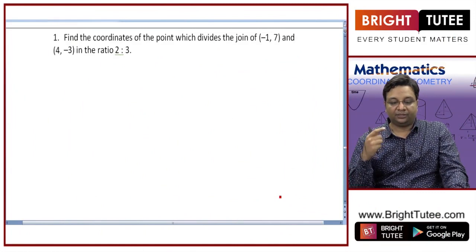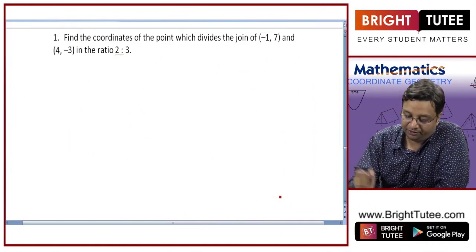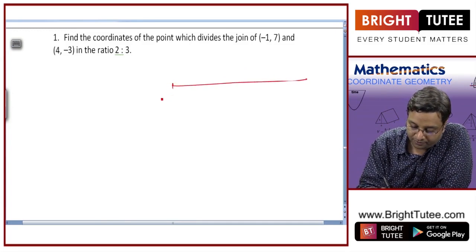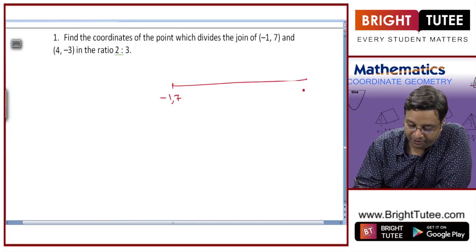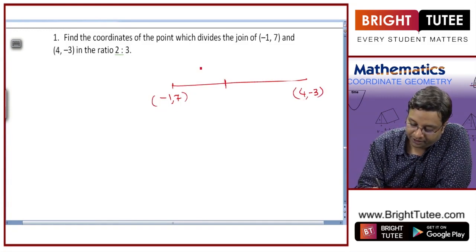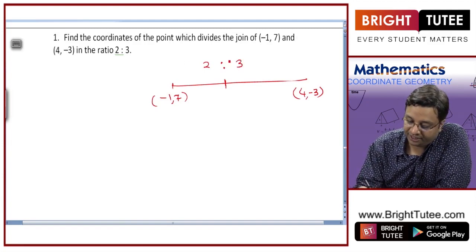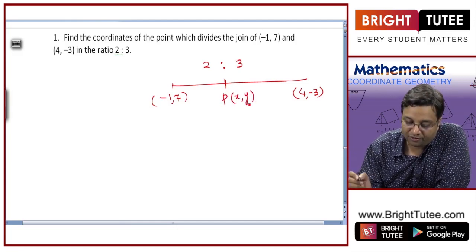Okay, let's look at this question. Find the coordinates of the point which divides the join of (-1, 7) and (4, -3) in the ratio 2 is to 3. So this is the ratio 2 is to 3, right? We need to find the coordinates of point P. Let's assume the coordinates as (x, y).